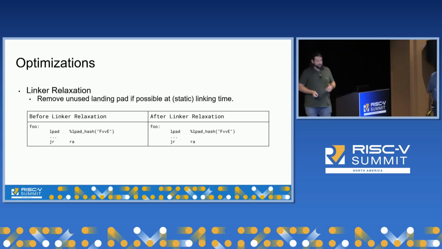Now, for optimizations, whenever no indirect call sites target a function, we can remove the landing pad instruction because it's not going to be checked. We are not going to indirectly jump to this function.